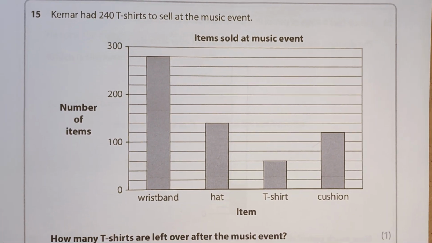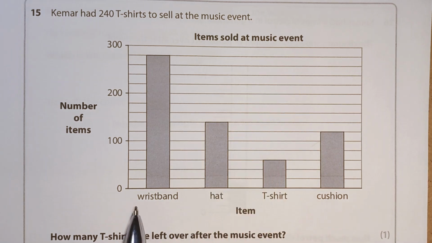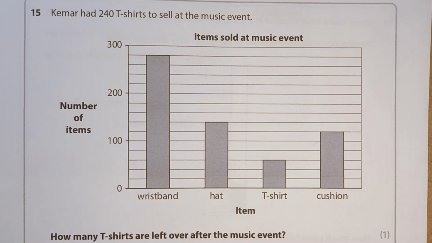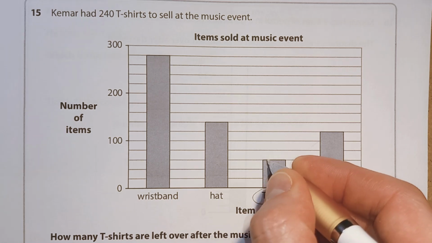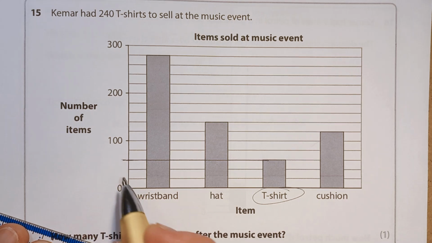Question 15. Kemar had 240 t-shirts to sell at the music event. And we've got a graph here showing items sold at music event. There were wristbands, hats, t-shirts and cushions. And this tells us how many of each they sold. How many t-shirts are left over after the music event? Well, let's work out how many were sold first of all. So these are the t-shirts, that's what we're interested in. If we go from the top of the bar and read across, this is what we're interested in.